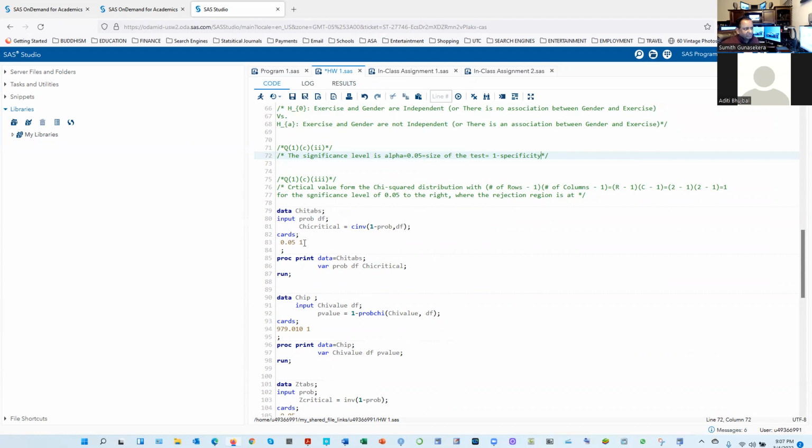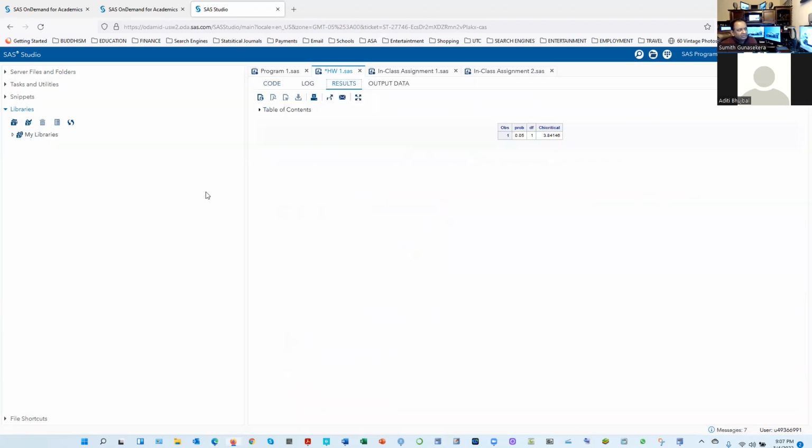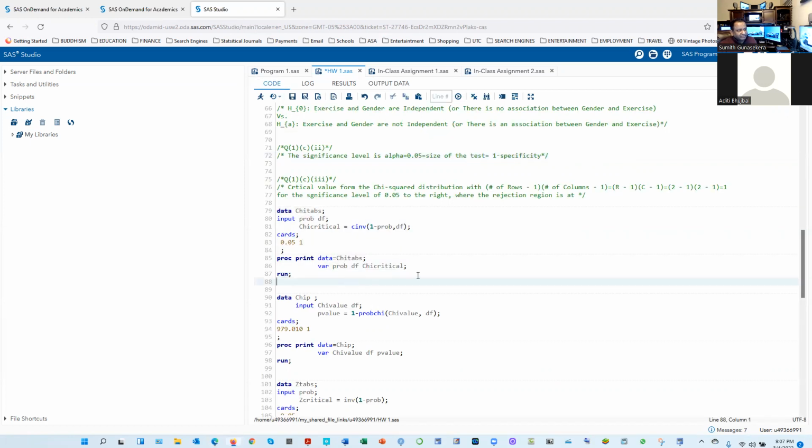Probability is 0.05, 1 is degrees of freedom. You want this one? 3.84. That's the same thing we saw yesterday from the table. But if the tables are unavailable, you can find it like that, using 1 minus probability and degrees of freedom.